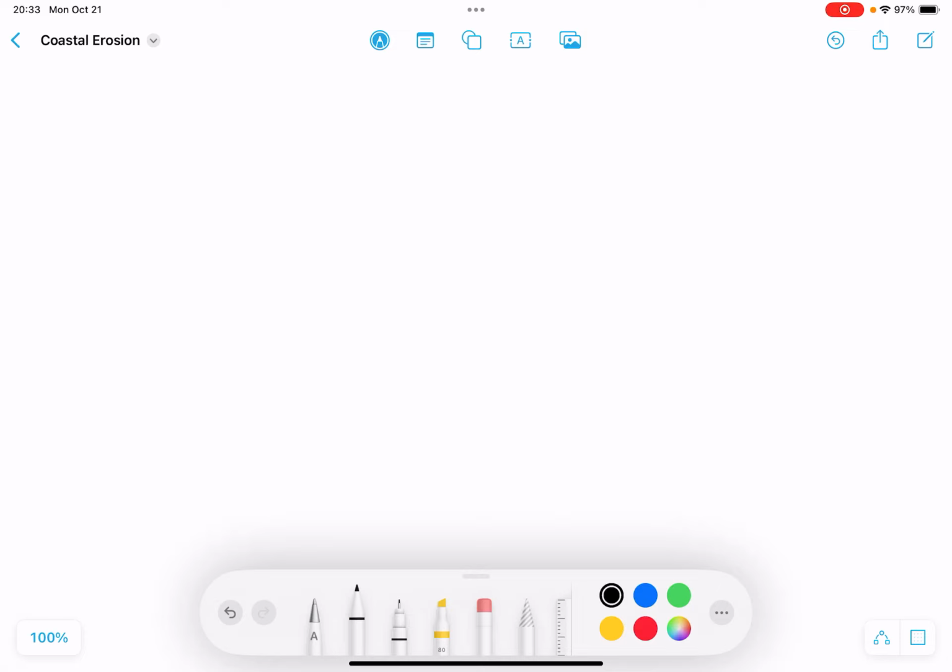Another lesson on coastal erosion. We're going to study erosional landforms. So let me just write down the title.